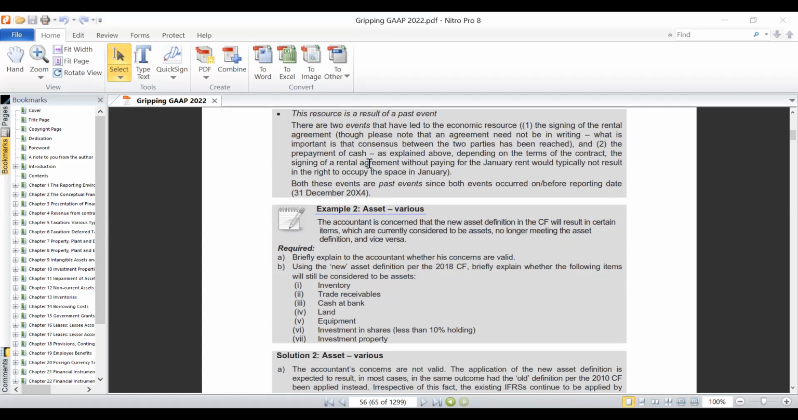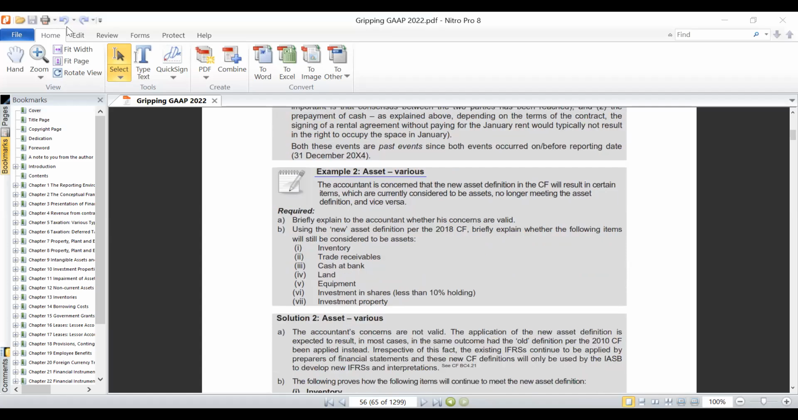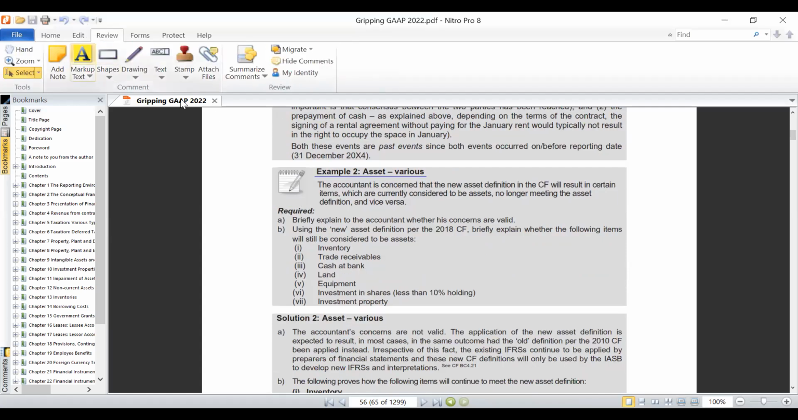All right. So I want us to look at, okay, no, don't worry about this other part, but I just want us to look at the examples, right? And there's a reason why I want us to do that, because I want to make sure that you understand these things. Right. In example 2, assets, various. So the accountant is concerned that the new asset definition in the conceptual framework will result in certain items which are currently considered to be assets, right, to no longer meet the asset definition or vice versa.